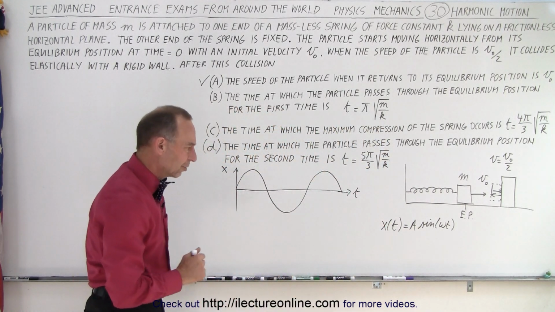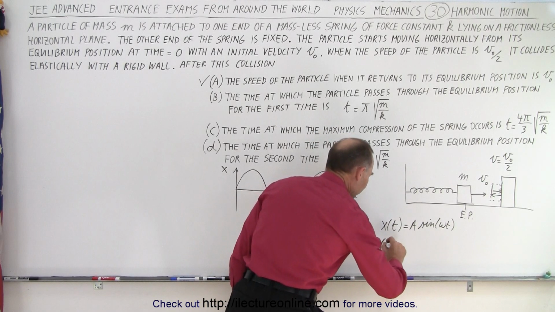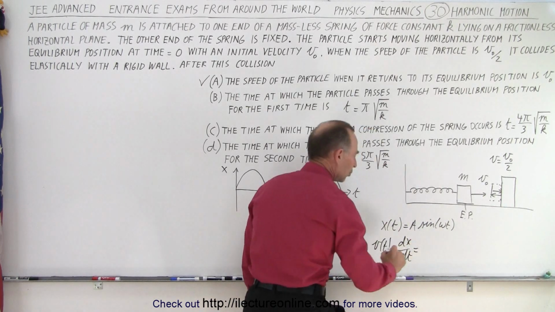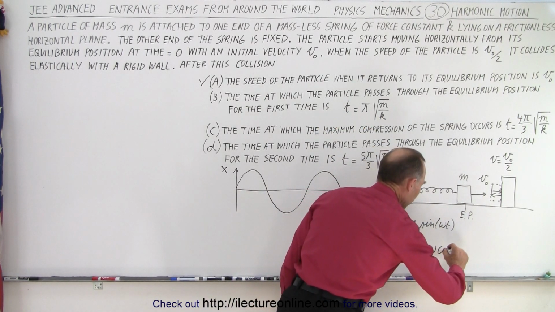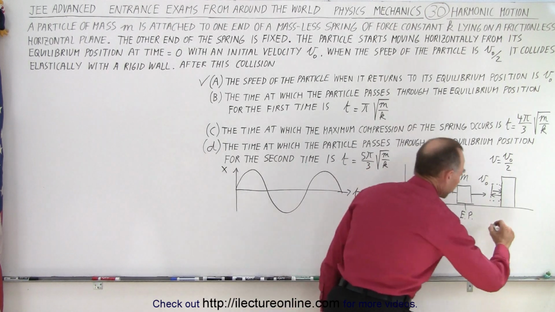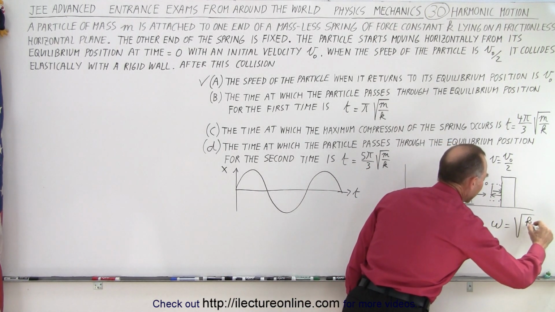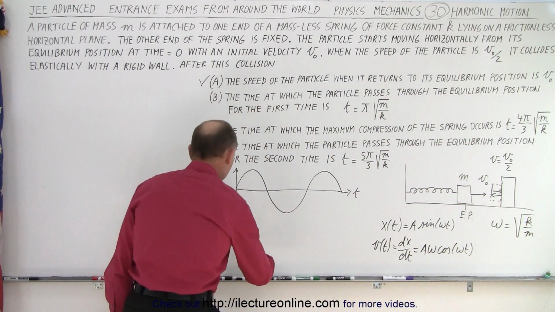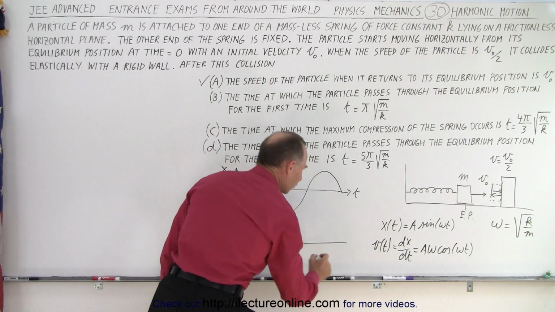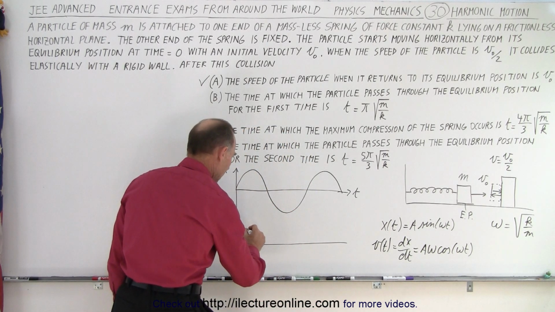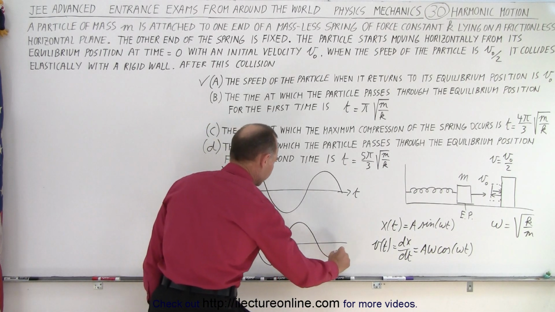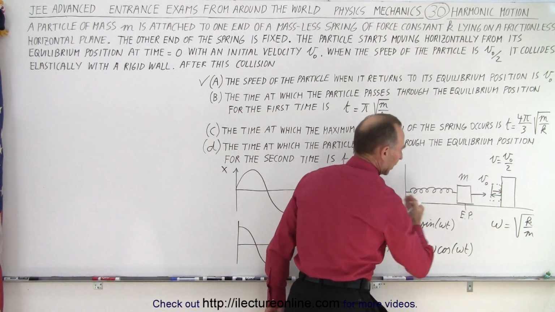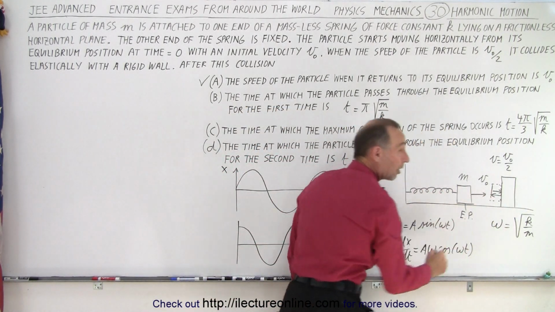But what does the velocity equation look like? Well, we know that the velocity as a function of time is equal to the derivative of the position as a function of time, which would make it A omega times the cosine of omega t. And remember that omega is equal to the square root of k over m. Okay, so if we graph that, it will look like this. The cosine starts at maximum amplitude and goes down like this. And notice that normally if this was free to oscillate back and forth, when it reaches its maximum displacement, the velocity would be 0.